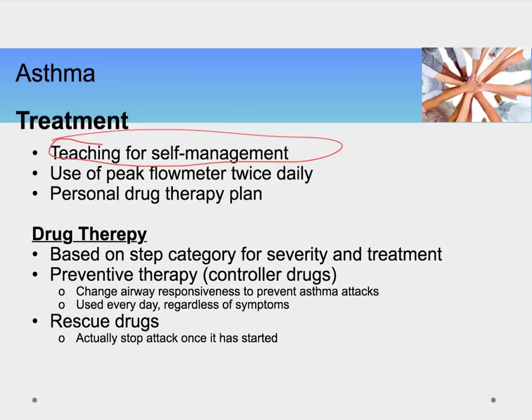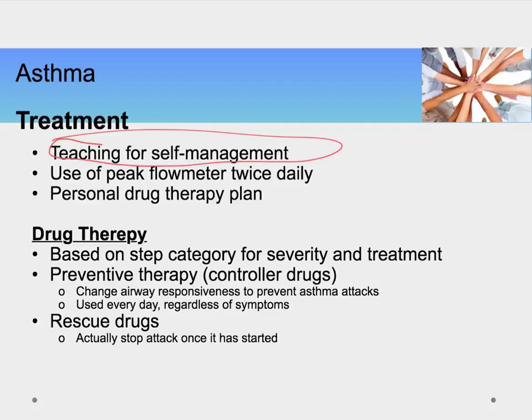Daily monitoring of peak expiratory flow. A peak expiratory flow is sort of like a pulmonary function test or spirometry test that they can do at home. It's like a little mini pulmonary function test that they can do at home. It can give them a number. They can have a goal.